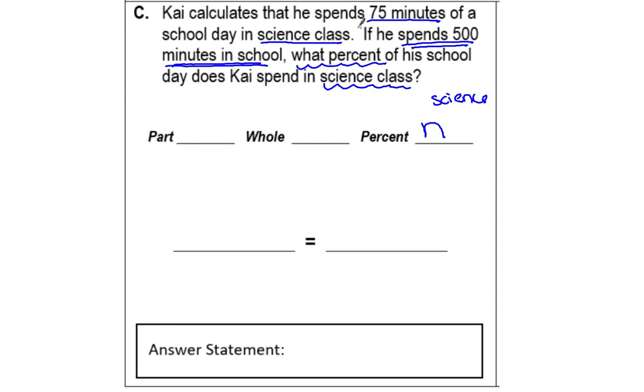So 75 minutes of a school day is in science class. This is our part, and it describes science. The whole is the total number of minutes he spends in school, 500. Come back and look. Does your part and your percent represent the same thing? They do. They both represent science. So now we're ready to set up our proportion. Part to whole, 75. The whole is 500. Equals the percent, which is our unknown, that's our N, always out of 100.